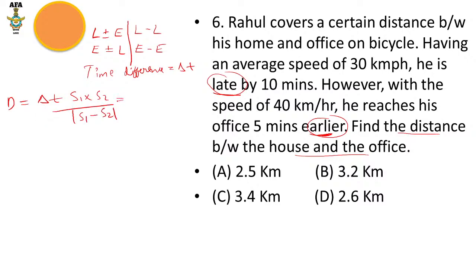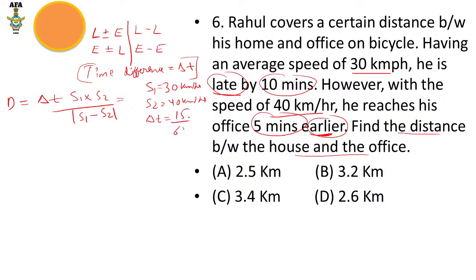Just ignore the background noise, if you can hear any. So what is s1? S1 is 30 km per hour, S2 is 40 km per hour, and delta t is how much? Delta t will be 15. Why is it 15? Delta t is the time difference. You have to add the values, as one is late and one is early. So 10 plus 5 will be equal to 15.